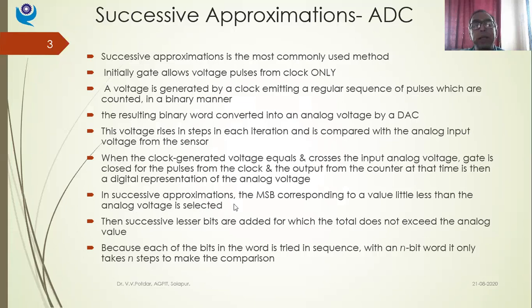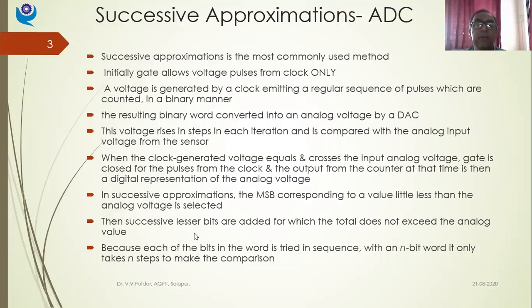In successive approximation, the most significant bit, the leftmost bit, corresponding to a value a little less than the analog voltage is selected. If I am going to measure 8 volts, I'll start with a digital word corresponding to maybe 7.5 or 7.6 volts. It all depends on within how many iterations I want to reach the unknown value.